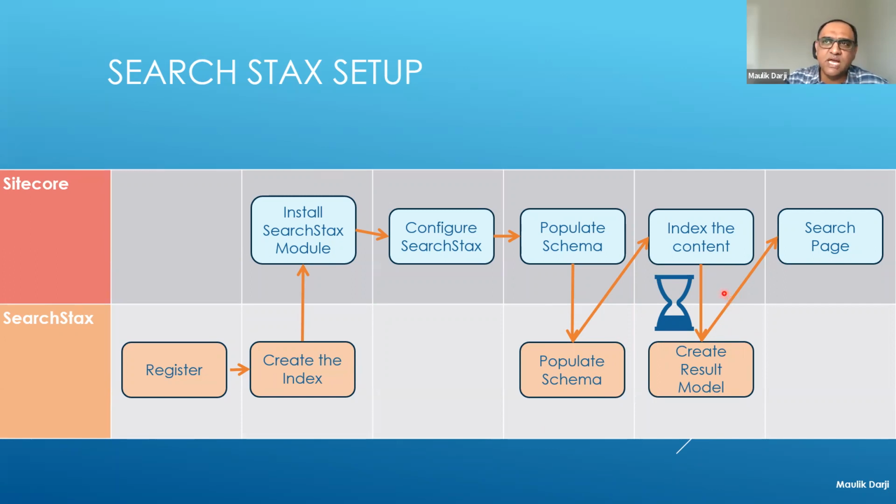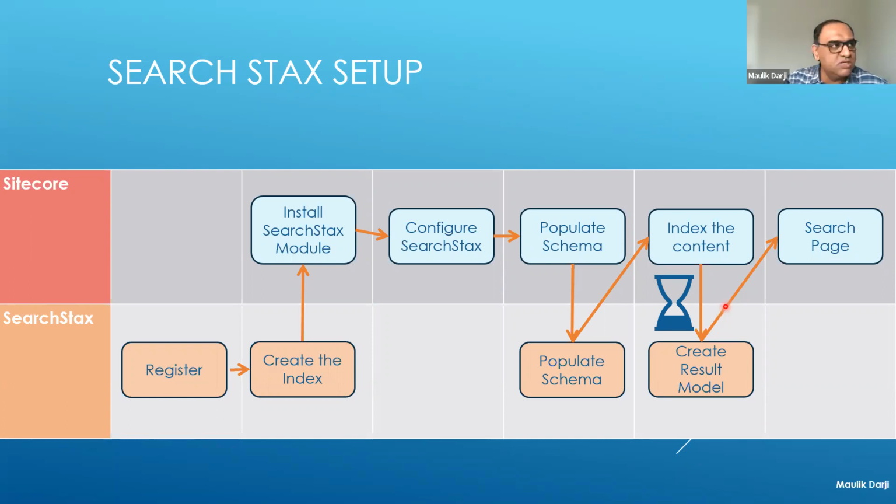For example, I have a template called authors. When I index the content and try to create the result model, it is still not visible in the result model. Sometimes there is a delay. I'm trying to figure out what exact process should be there to make it fast, and I'm reaching out to SearchStax as well.